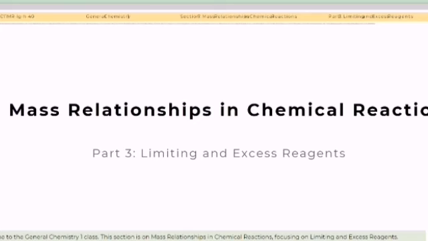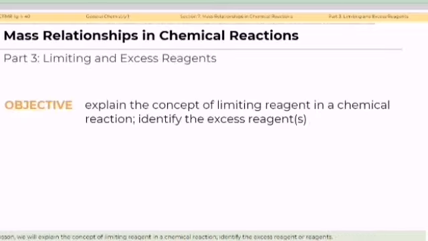Welcome to the General Chemistry 1 class. This section is on mass relationships in chemical reactions, focusing on limiting and excess reagents. In this lesson, we will explain the concept of limiting reagent in a chemical reaction and identify the excess reagent.